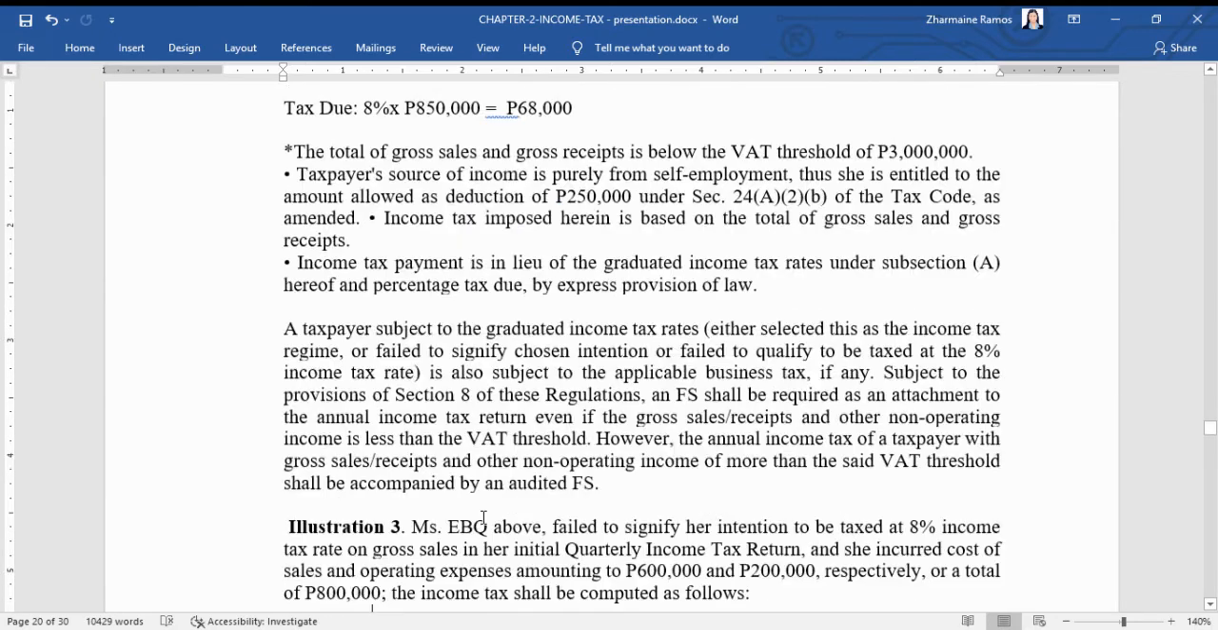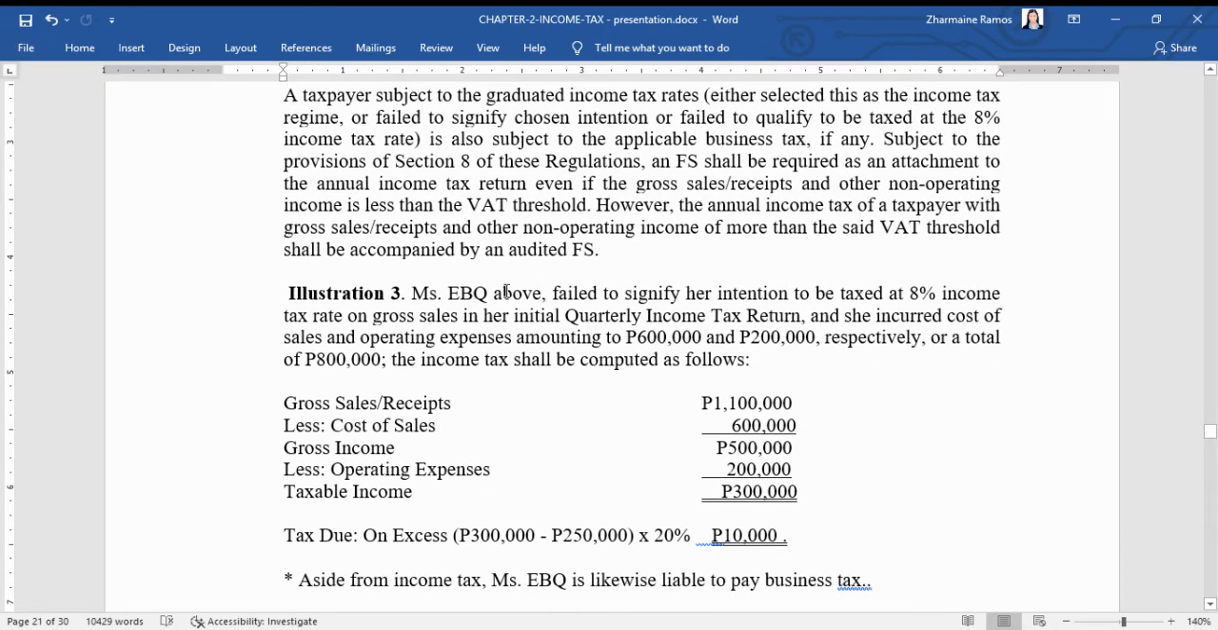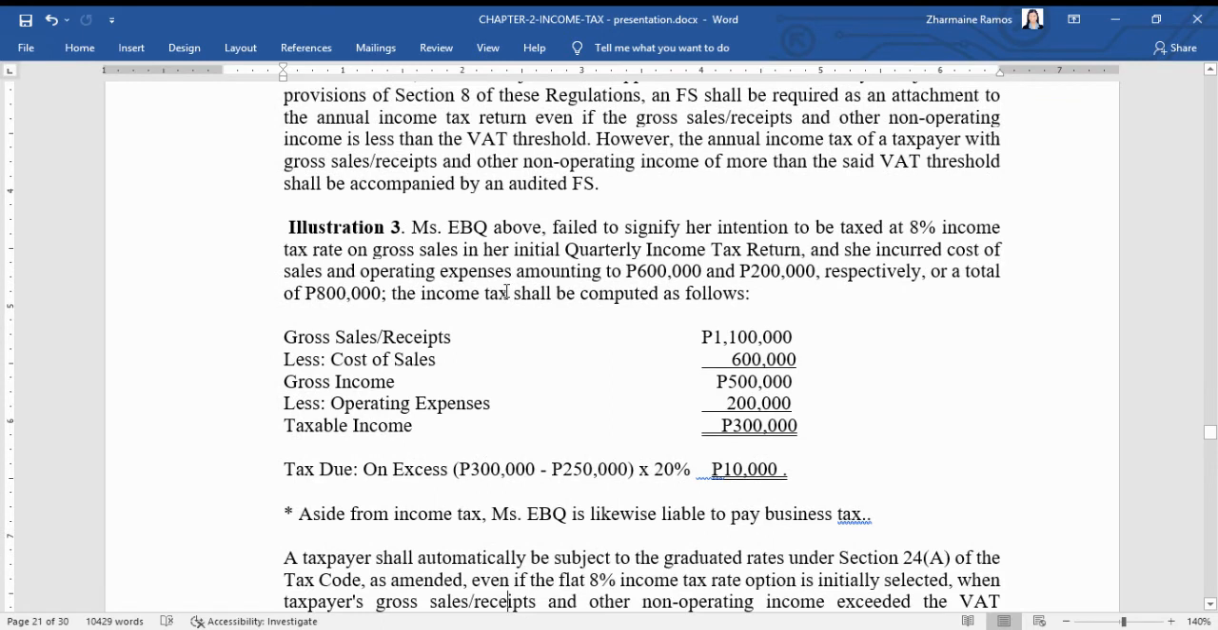Next illustration, illustration 3. Si Ms. EBQ above failed to signify her intention to be taxed at 8%. Hindi niya nasabi na gusto niyang matax ng 8% on gross sales in her initial quarterly income tax return. And she incurred costs of sales and operating expenses amounting to 600,000 and 200,000 respectively, or a total of 800,000 pesos. So the income tax shall be computed as follows. Gross sales, 1,100,000 less yung cost of sales mo. So the gross income is 500,000, less yung operating expenses mo pa. So the total taxable income is only 300,000 pesos. So syempre, ibabawas mo pa rin yung 250,000 na amount allowed as deduction. Yun yung i-multiply mo sa 20%.